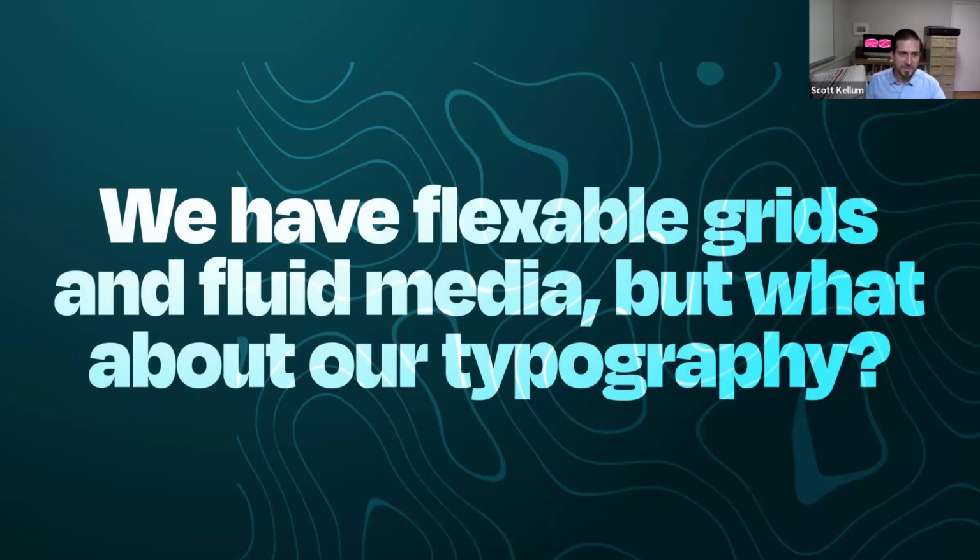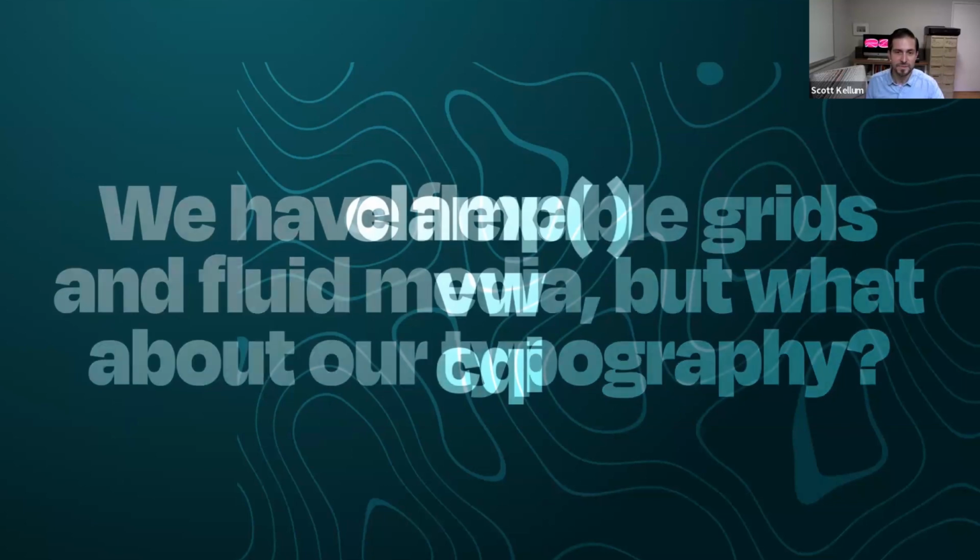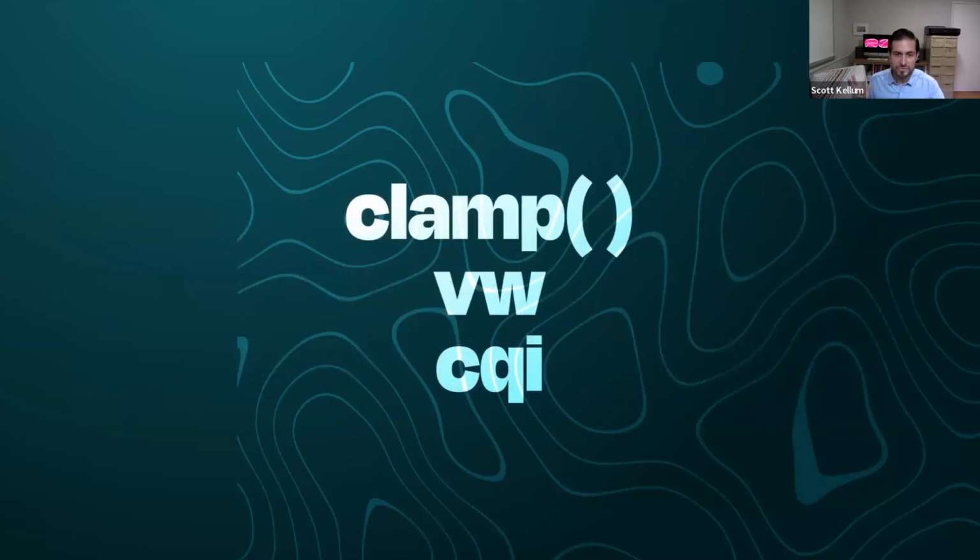So we have flexible grids, we have fluid media, but what about our typography? You might have seen clamp, viewport width, and now there's CQI. So this is the container query inline. This is both logical as opposed to width. It uses inline and it queries the container. So that's what CQI means. It's the logical property for the container, or for left to right languages, width.